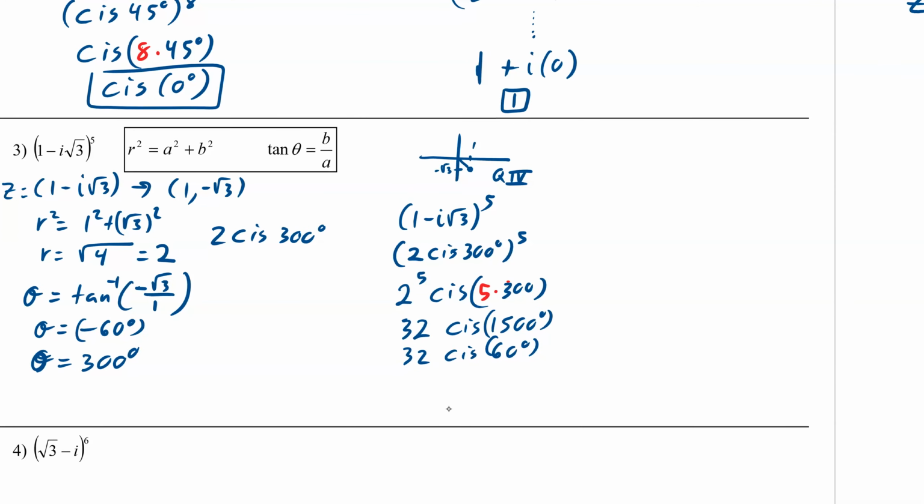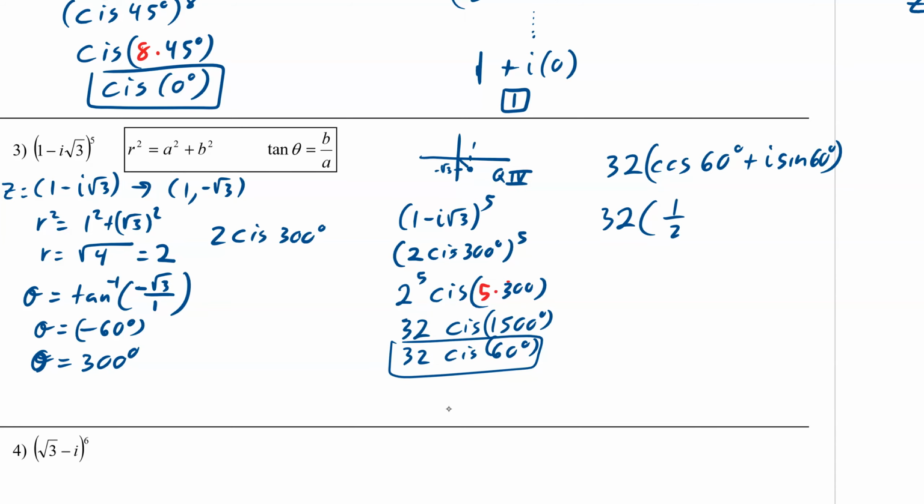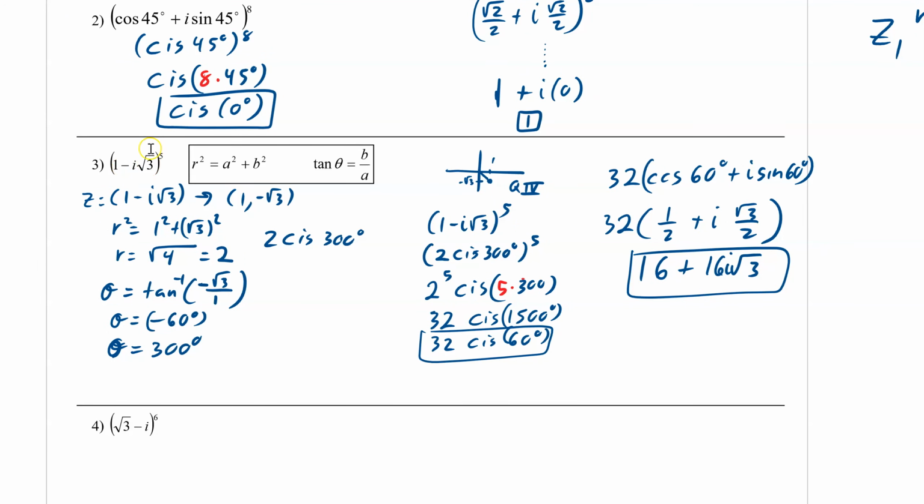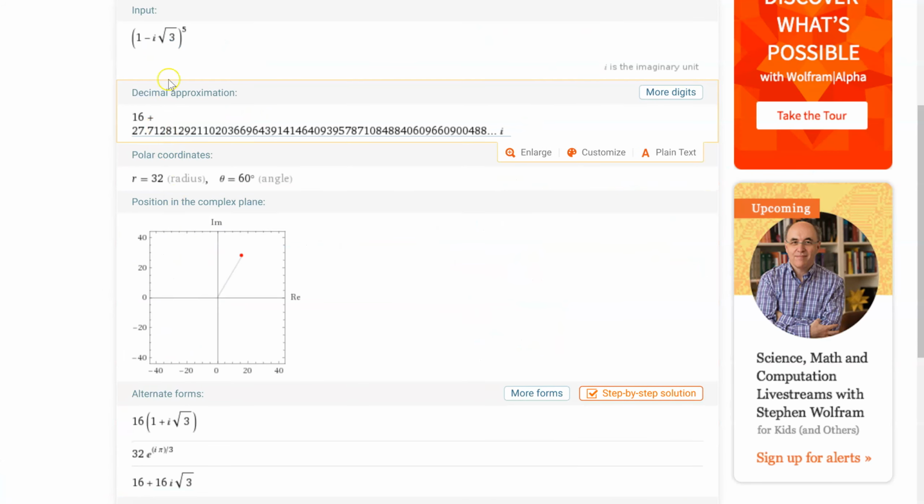And so now we can convert it back. So that is our polar form, but it would be 32 cosine of 60 plus i sine of 60. So this is 32 times a half plus i rad 3 over 2. And so that would be 16 plus 16 rad 3 with an i. And that is our complex form. So what we just did was took 1 minus i rad 3 to the power of 5, multiplied it out to give us this. And so you can see on Wolfram Alpha it did the same thing. Gave us the same radius, same angle, same answer, same location.